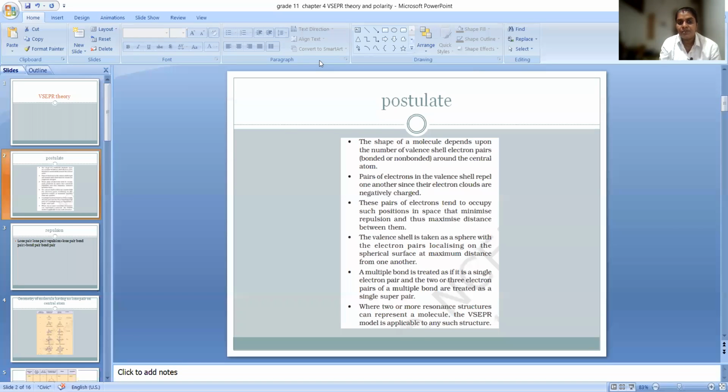For example, let us see the case of carbon dioxide. Here there are double bonds, but we are treating each as one bond pair, so there are a total of two bond pairs. If two bond pairs are there, they will stay at maximum distance, so it has a linear geometry with a 180-degree bond angle. And if you have two or more resonance structures, we can apply VSEPR theory to any one of the structures. Okay, now let us move to the next thing.